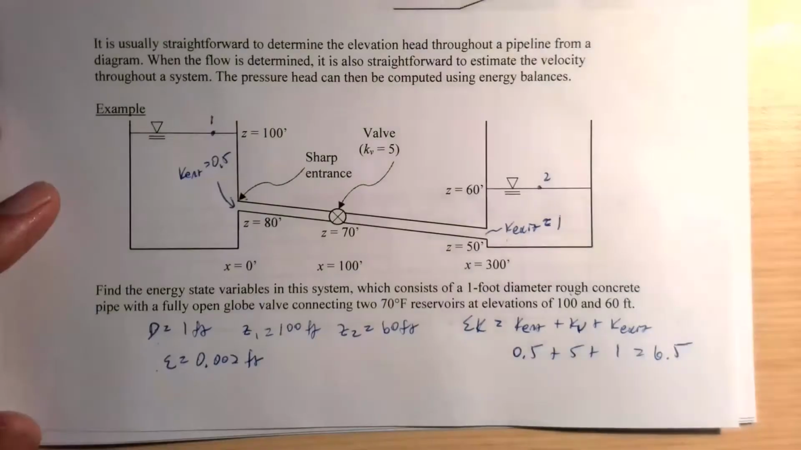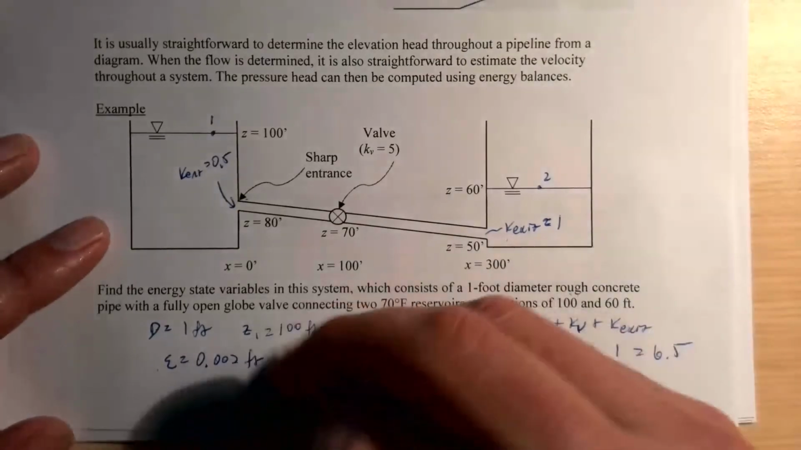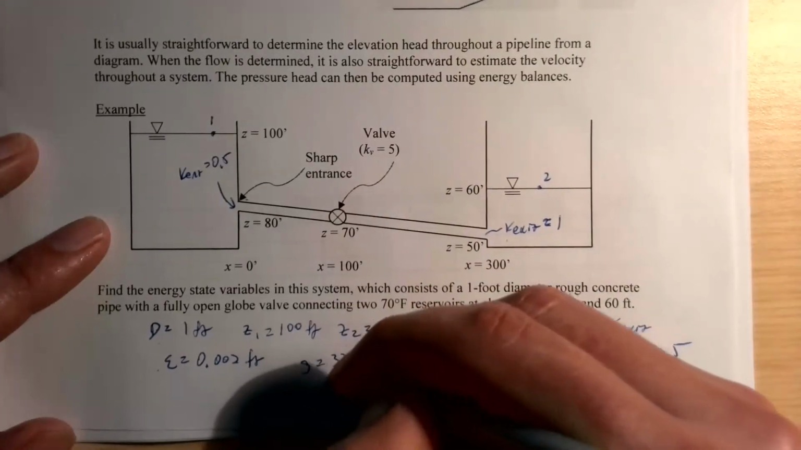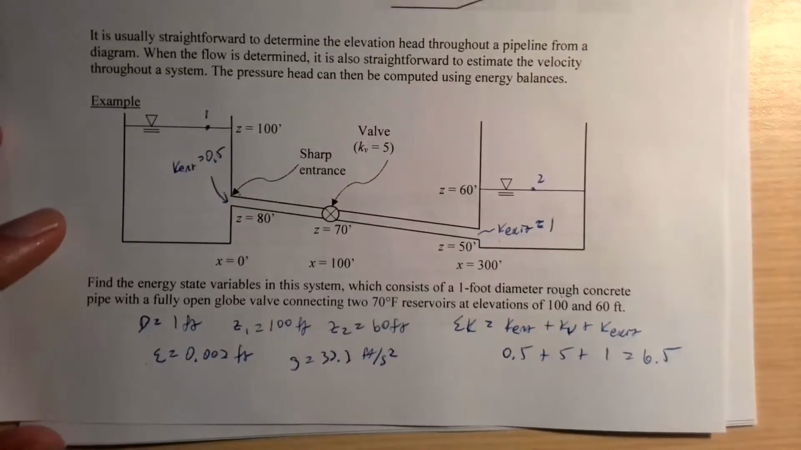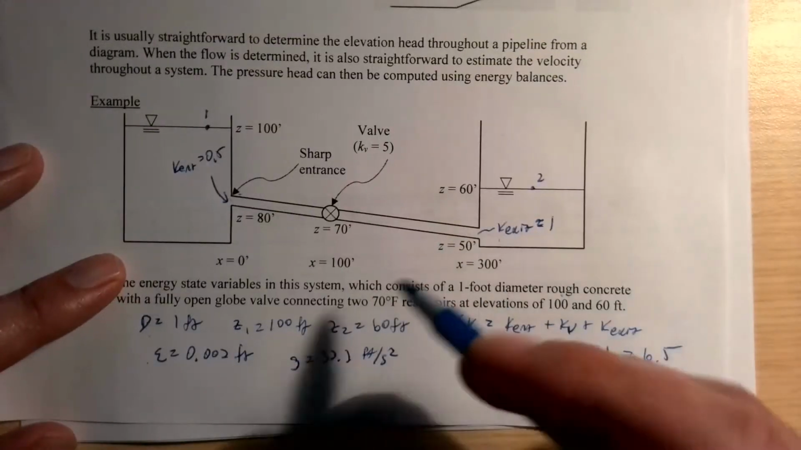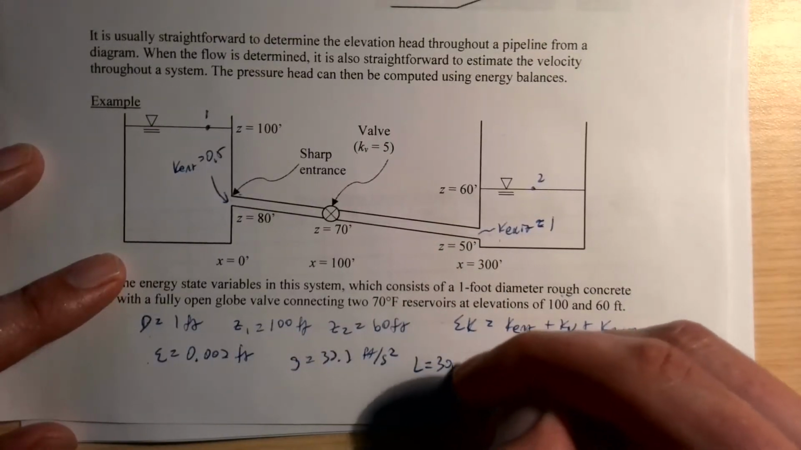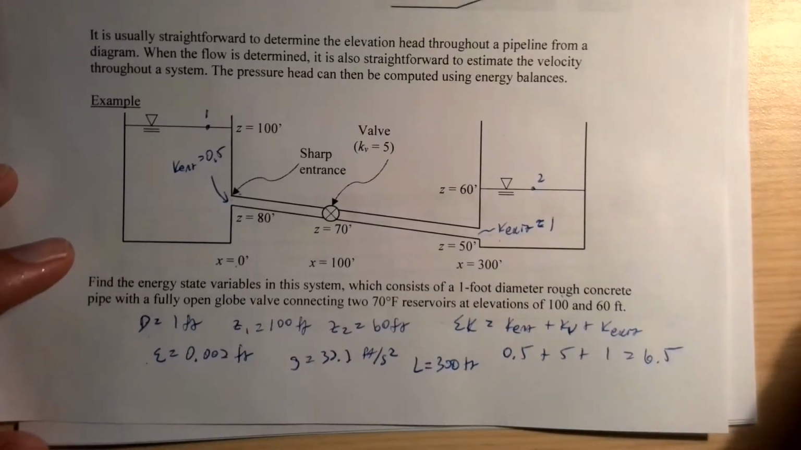What else do we need here? We need the gravitational constant, so we're working in US units. The length of the pipe that we're flowing through for our friction losses is 300 feet. You know, 0 to 300. Okay.